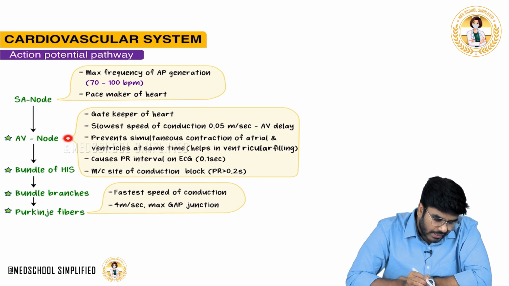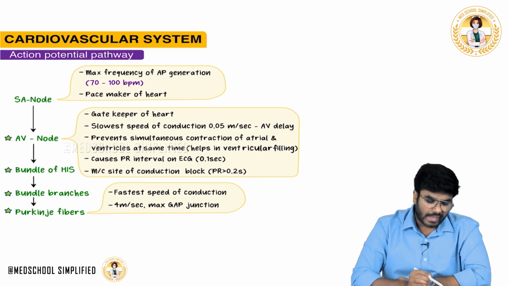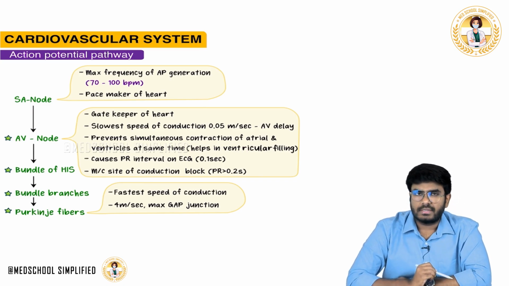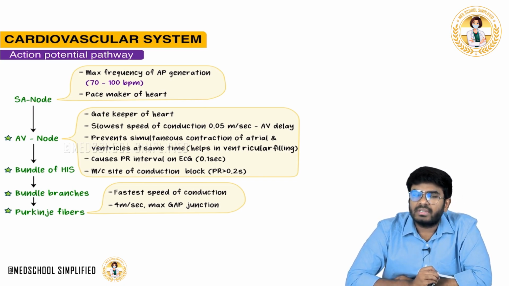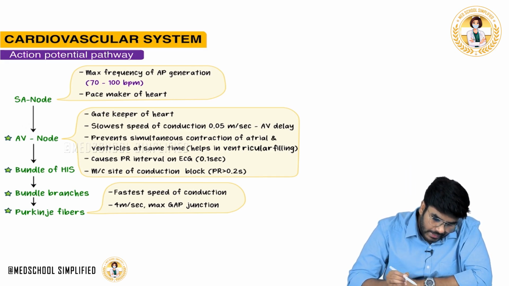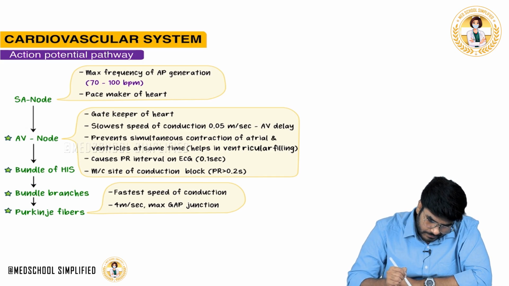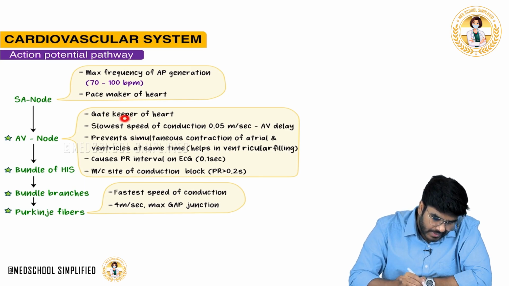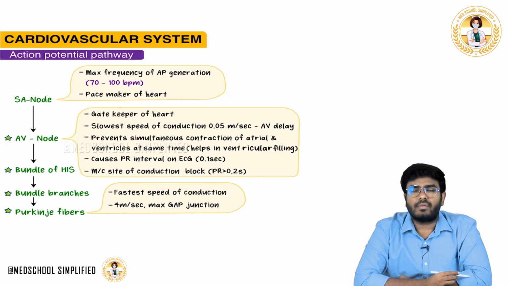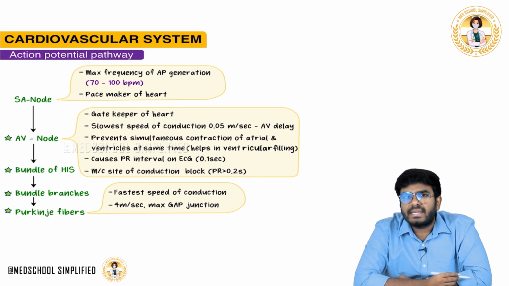Next, let's talk about the AV node. The action potential from the SA node comes down to the AV node. What are the important points about the AV node? The AV node is considered a relay station, or it is classically called the gatekeeper of the heart. Now why are we calling it the gatekeeper of the heart?